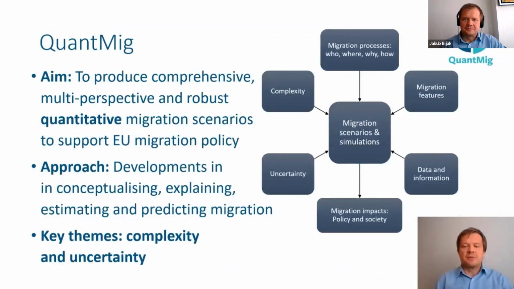The overarching aim of QuantMig is to produce comprehensive, multiple perspective and robust quantitative migration scenarios to support various areas of European migration policy. To do that, we aim to make advances in conceptualizing, explaining and predicting migration. And 2 central themes of the project are the uncertainty and the complexity of migration and how to deal with them.